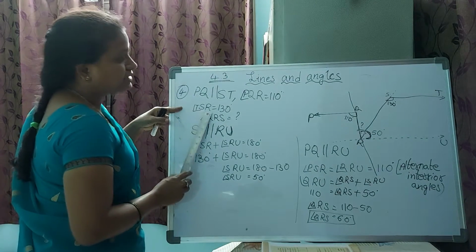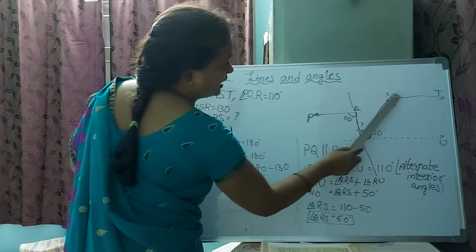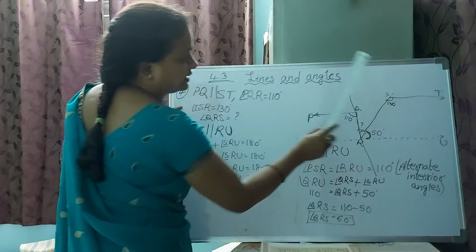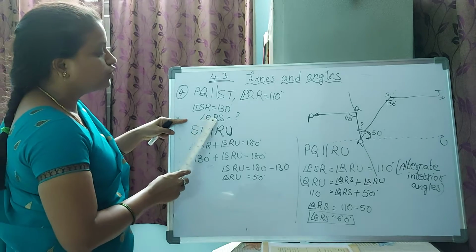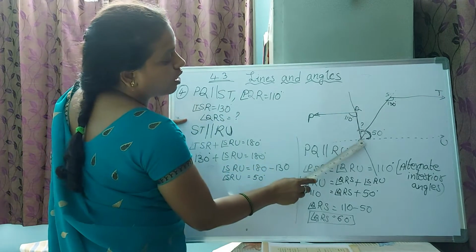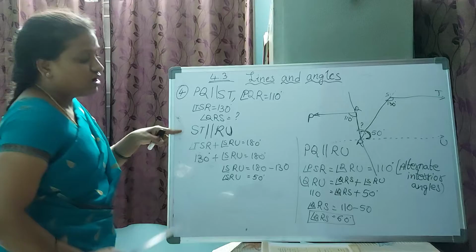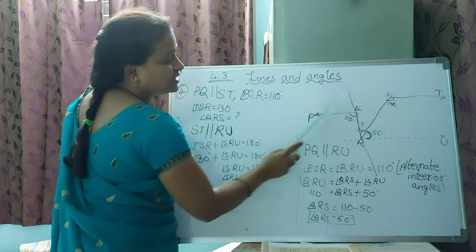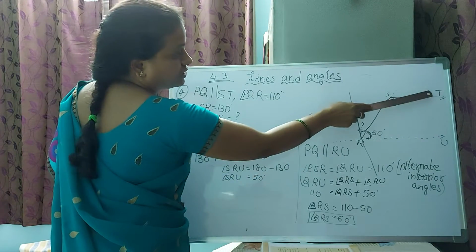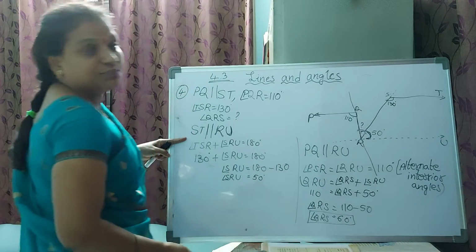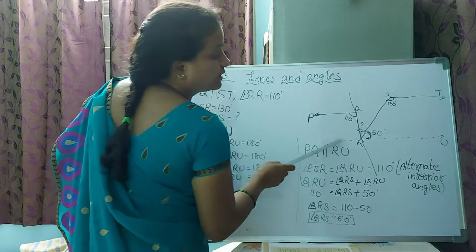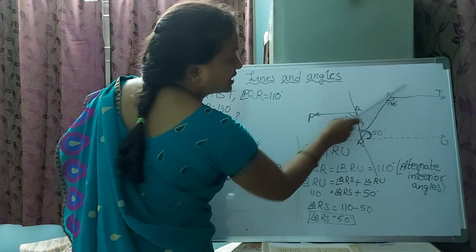Angle TSR is equal to 130 degrees. Everything he has given. We have to find out angle QRS. First see ST. You forgot about this one. First, what do we have to do? He has given some hint: draw a line parallel to ST.